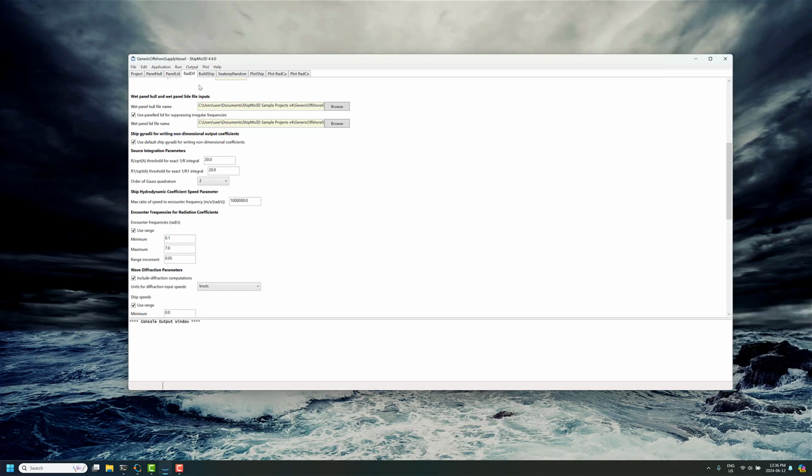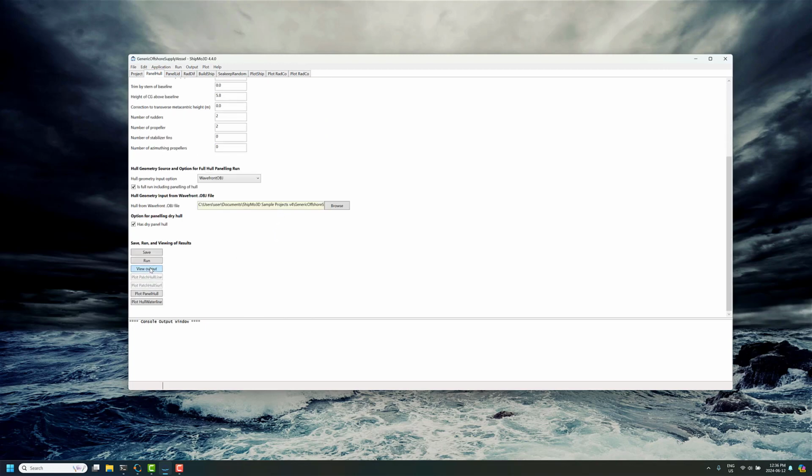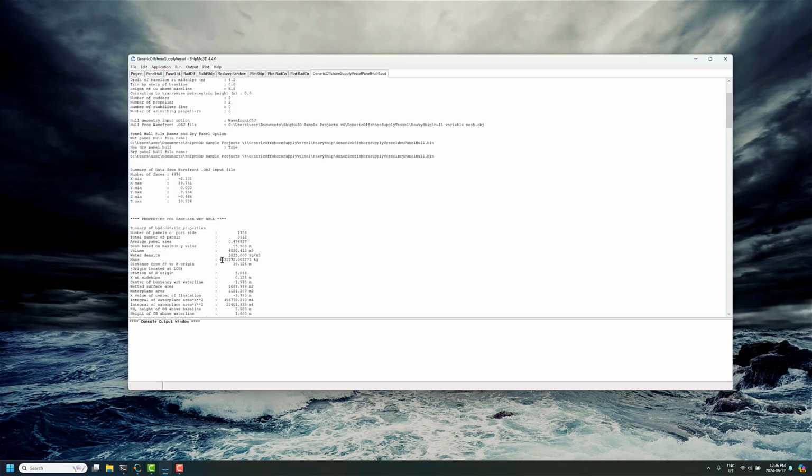So the other way to think about all of this is: how big is your ship? Realistically, do you expect it to be moving around at these different frequency ranges, given how large it is? For reference, if you go back to panel hull and view the output, it calculates the effective displacement for your vessel. This is a pretty big vessel, at 4,000 tons. That's a lot of mass, very generally.